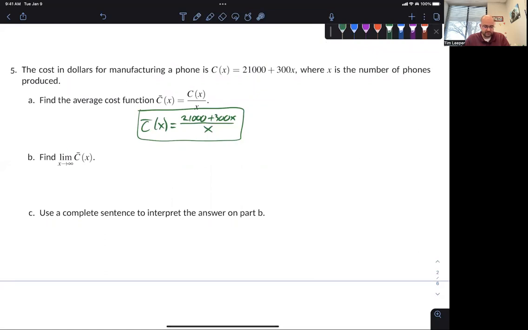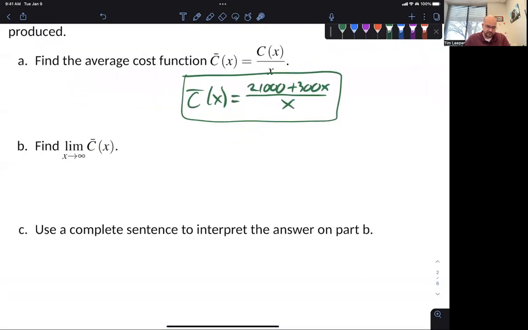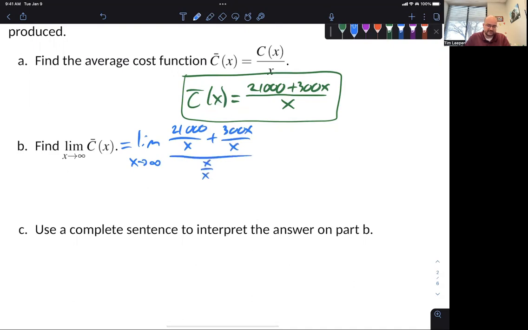And then notice we want to find the limit as x goes to infinity of C bar of x now. To do that, we're going to take the limit as x goes to infinity of this function, which is a rational function. So this means I need to divide everything by the highest degree in the denominator, and the highest degree in the denominator is x. So whenever I do that, this is going to be the limit as x goes to infinity of 21,000 divided by x plus 300x divided by x all over x divided by x.